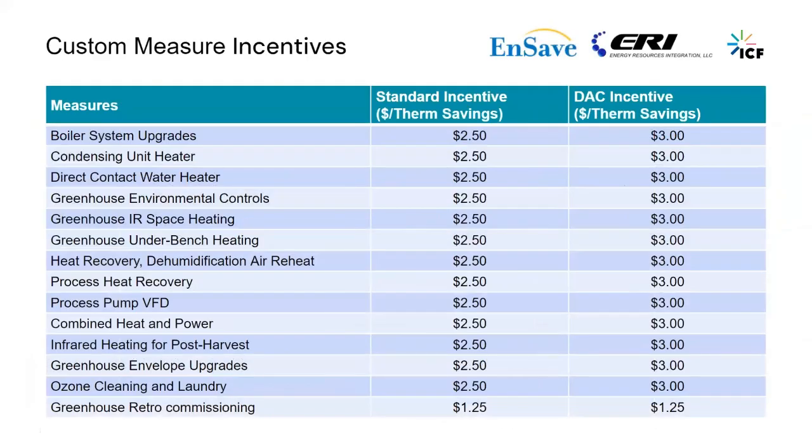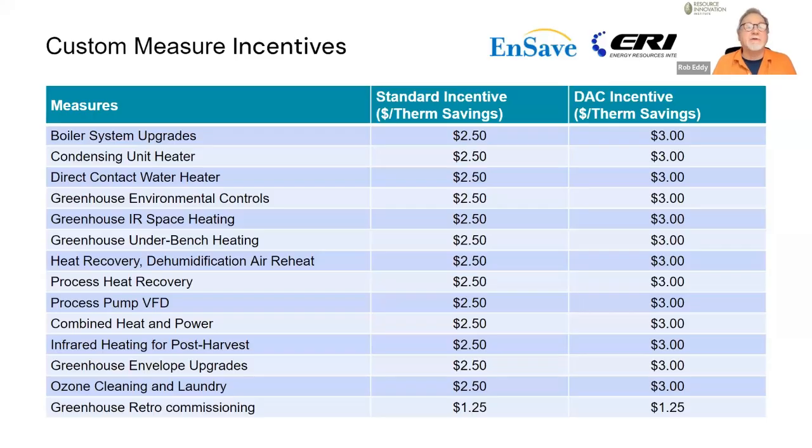Right. Boiler system upgrades, contact water heaters, infrared heating for post-harvest. I've seen that in a lot of nut processing. Process heat recovery. Yeah, there's a lot. So the best answer is just to reach out to me and I can clarify what would specifically apply to the operation you're running. Wonderful. That's a great answer.